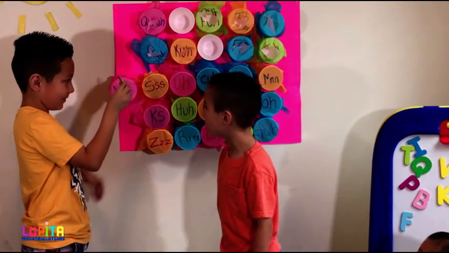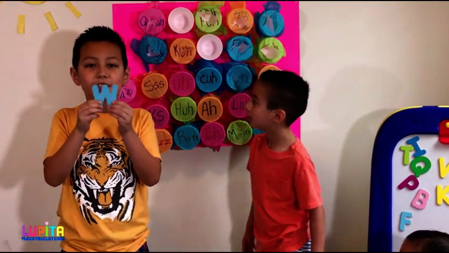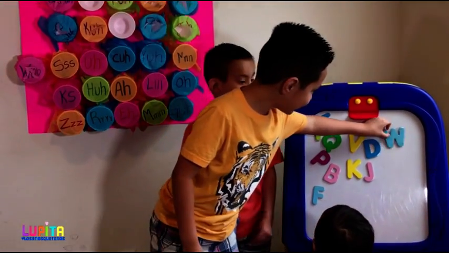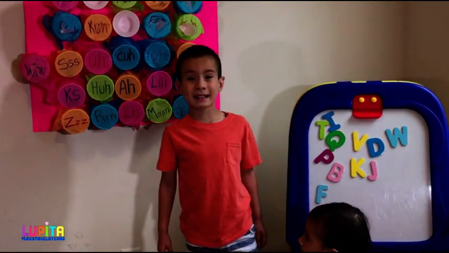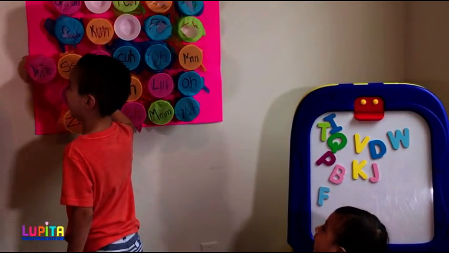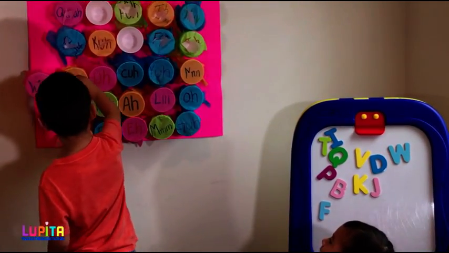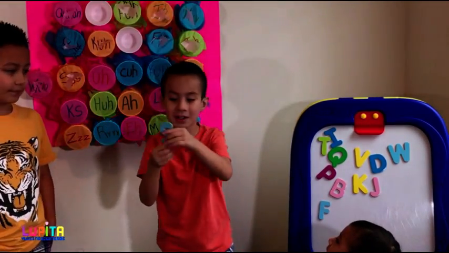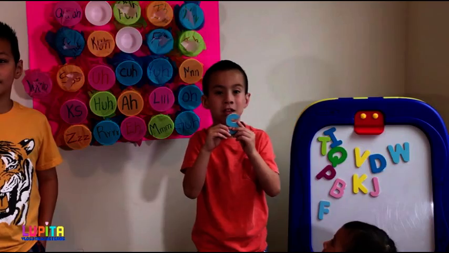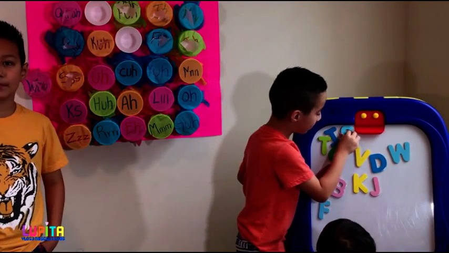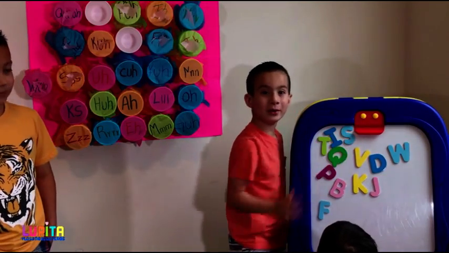W makes the sound W. Now let's put it on the board. Let's see what makes the sound S. S makes the sound S. Now let's put it on the board. Up here. Okay.